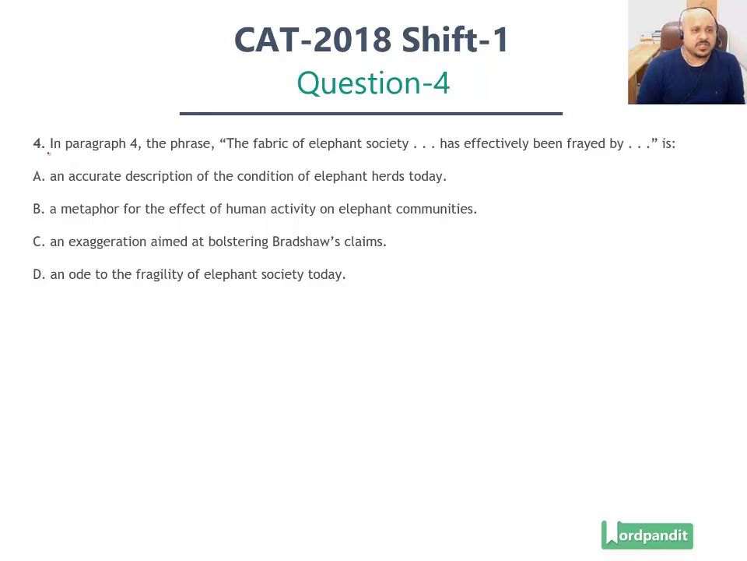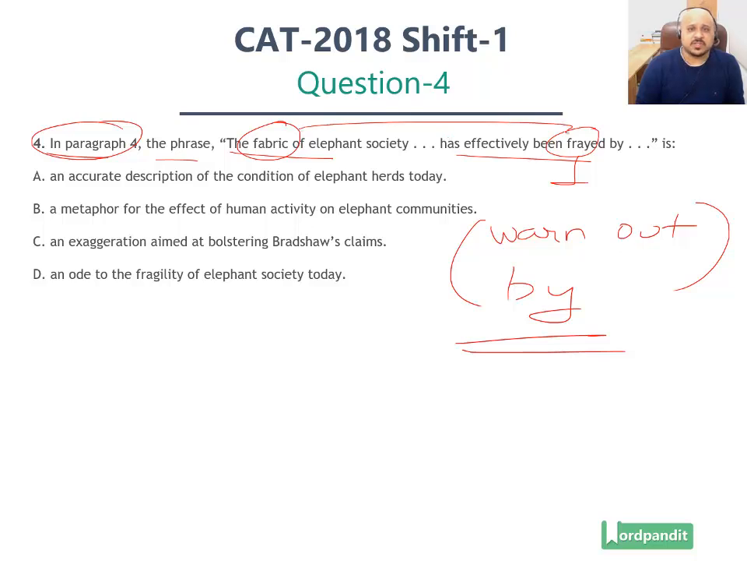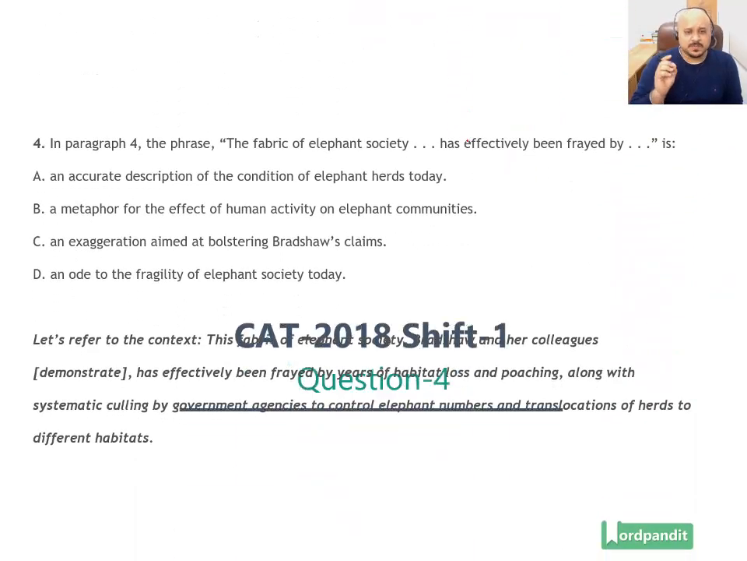We've got a question which asks you very specifically in paragraph 4 the phrase, the fabric of elephant society has effectively been frayed by, right? Now frayed, the word frayed means it has been worn out by or tattered around the edges. So that is what this particular word means. So the fabric of elephant society, it has been worn out by, it has been tattered around the edges. Now let's go through the specific context.